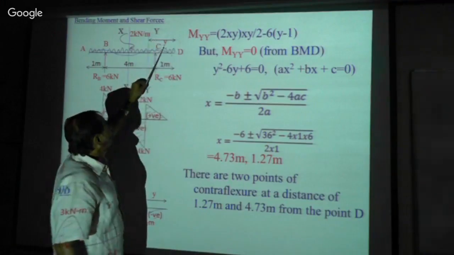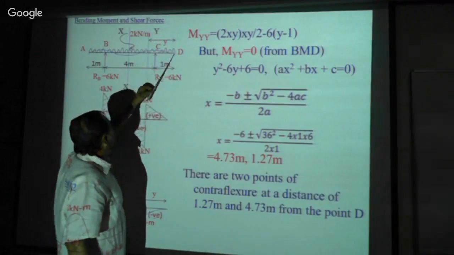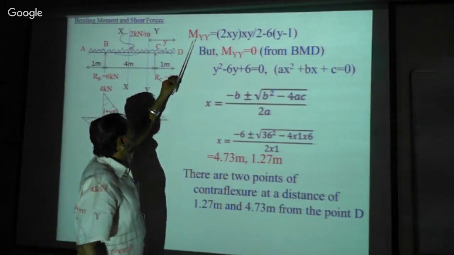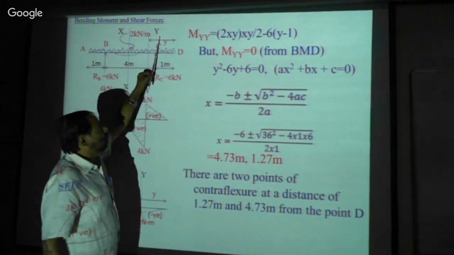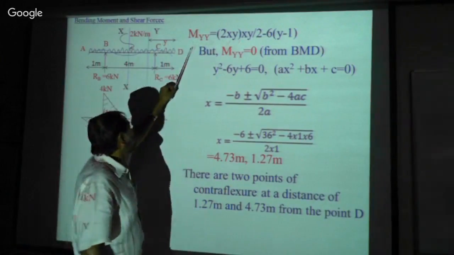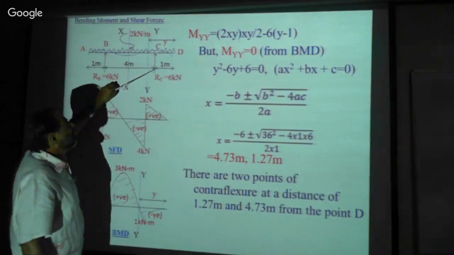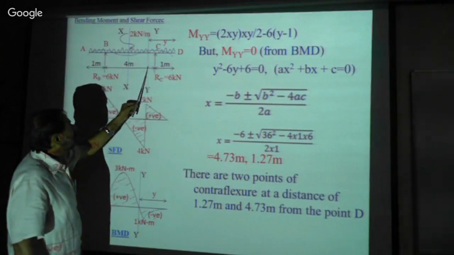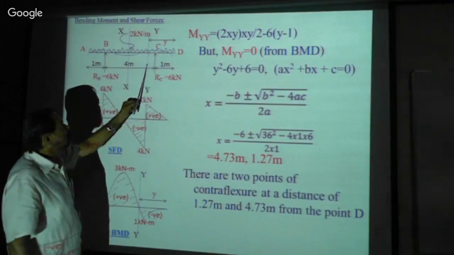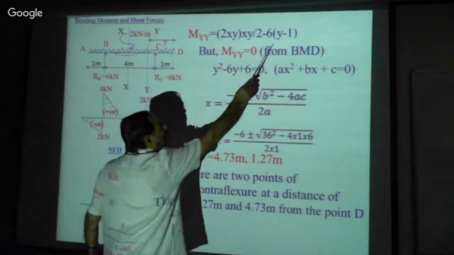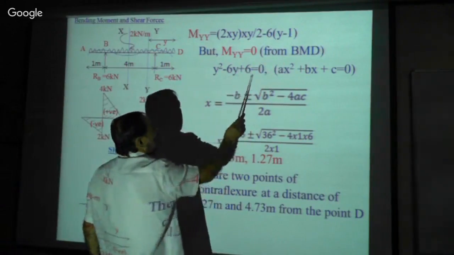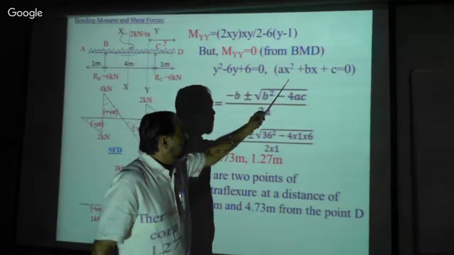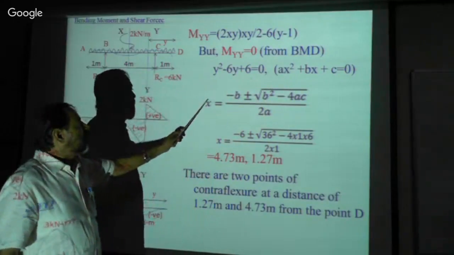It is just 2 into y, the UDL into the distance y, so 2 into y, where it is acting at a distance y by 2. So this is what we have here. The other one is the reaction of 6 kilonewton at this distance y, so 6 into y minus 1. After simplifying, we get the equation in this form. It is a quadratic equation. Now, let us find out the solution.